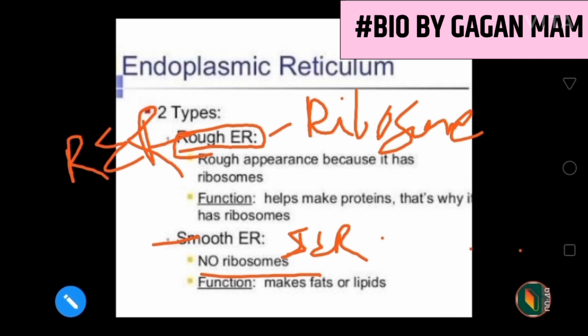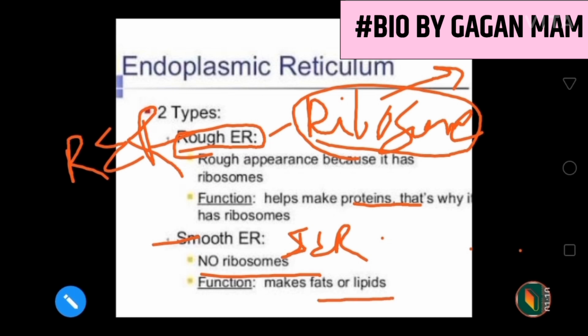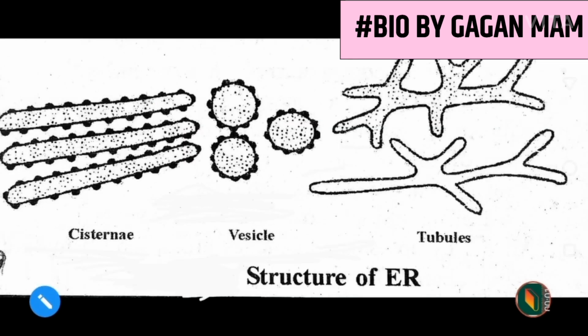Now, what is the main function of ribosome? Ribosome is actually involved in protein synthesis. So the main function of RER is to help make proteins, and the function of SER is lipid synthesis and detoxification. We will discuss their functions in detail. They may be tubular, round, oval in shape. They may be of different shapes in different cells depending upon the functions they perform.